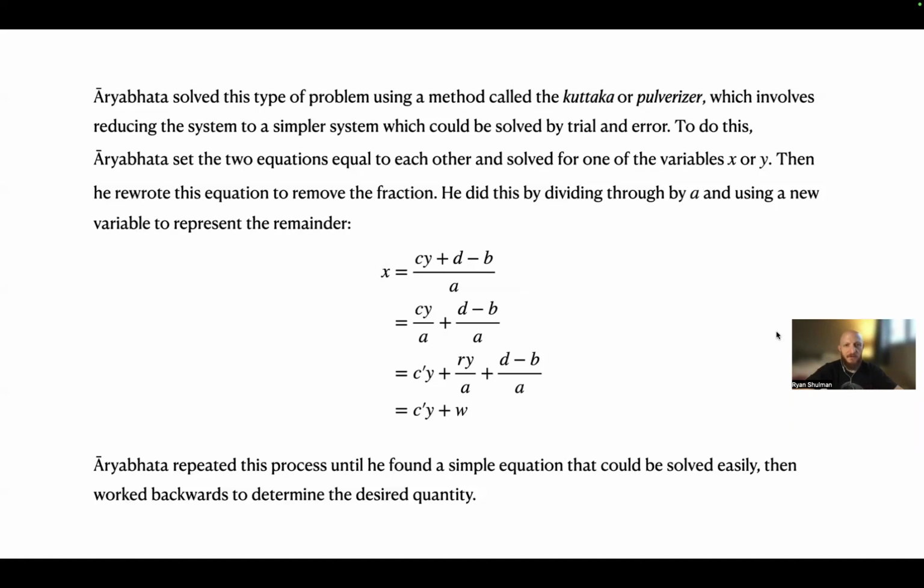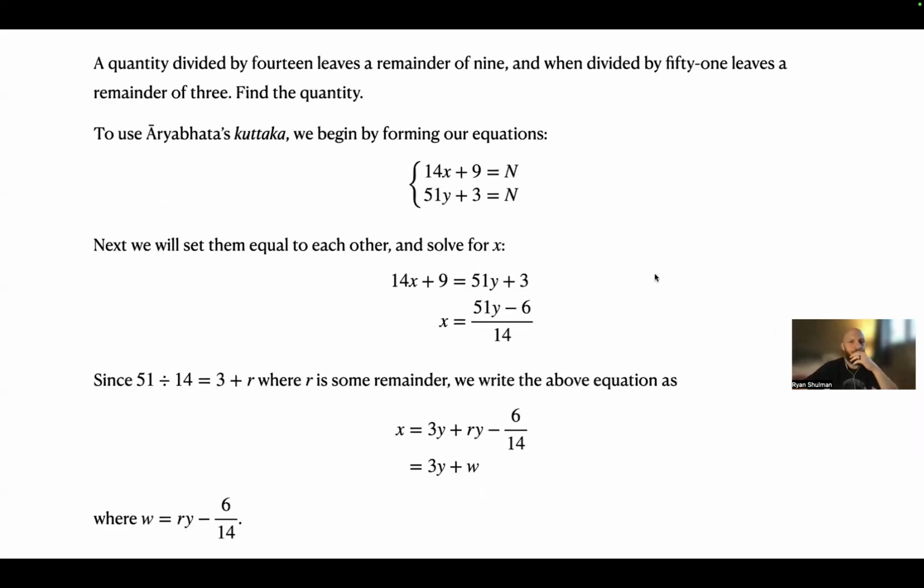So here's how that looks. It makes a little bit more sense when you actually just go through a problem rather than talking about it abstractly. So suppose that we have this problem. A quantity divided by 14 leaves a remainder of 9, and that same quantity divided by 51 leaves a remainder of 3. What is the quantity? So to use the kuttaka, we begin by forming our equations, which are 14x plus 9 equals n, our quantity, and 51y plus 3 equals n.